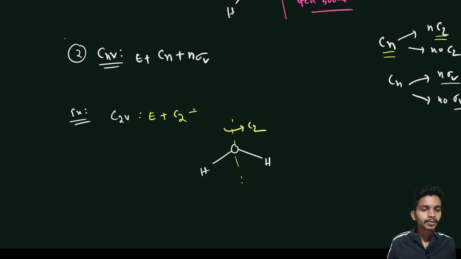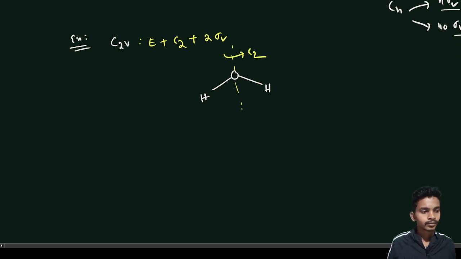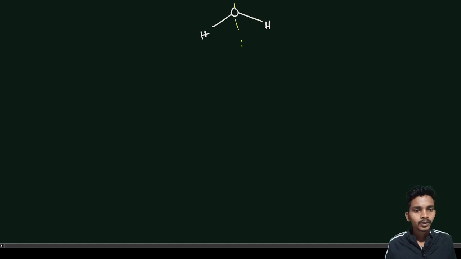First E is present, then C2, and if Cn is present, then n number of sigma v is present, meaning 2 sigma v is present, for water molecules. So now we discuss the next one.